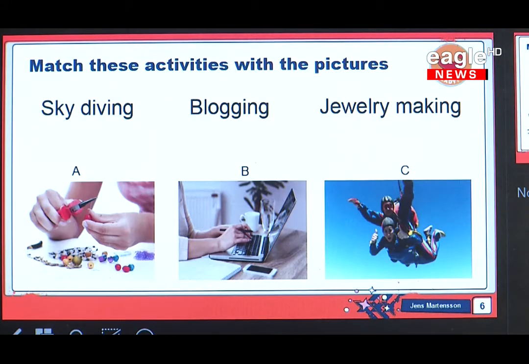You will open your book, page number 114. Look at exercise 19. You should read these activities and look at pictures. Now let's match these activities with the pictures.